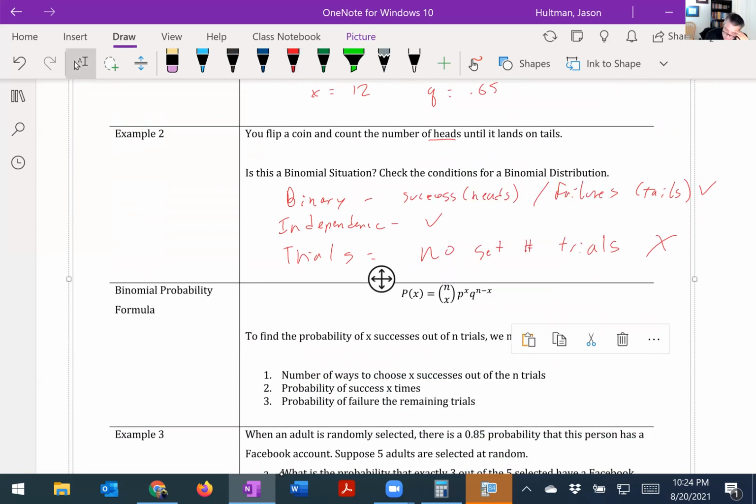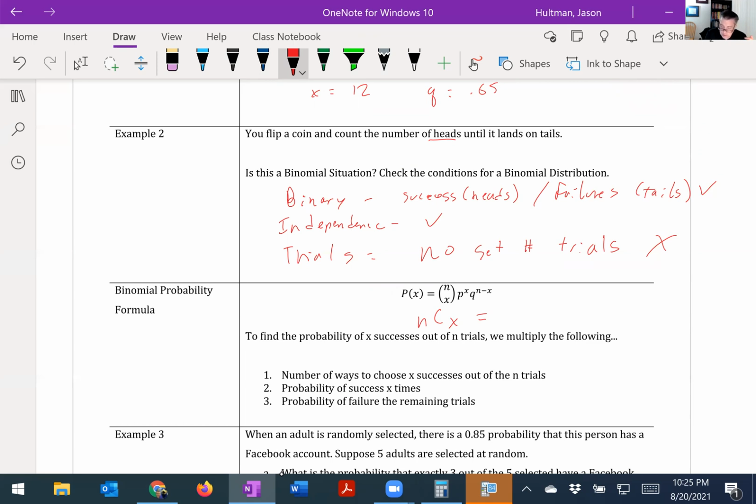The binomial formula is the probability of X successes out of N trials. We multiply the following. We have N choose X: out of N, choose X. And there's a formula for this, but you don't really need to know it because we're going to get the value on the calculator or on StatCrunch.